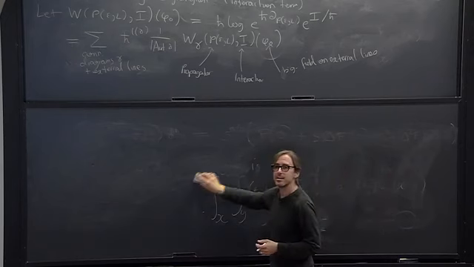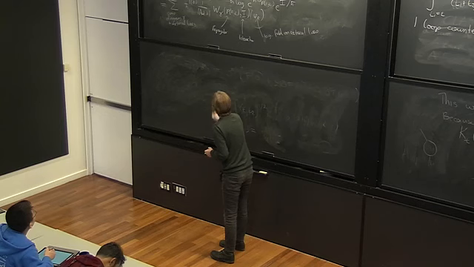What's that, sorry? L gamma was the number of external lines. No, sorry, the number of loops.